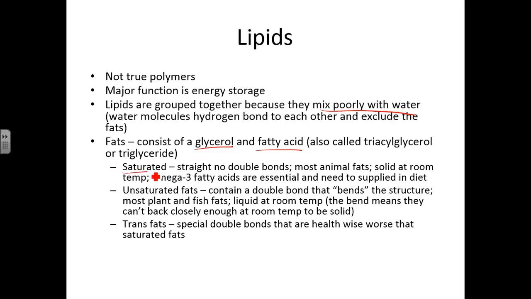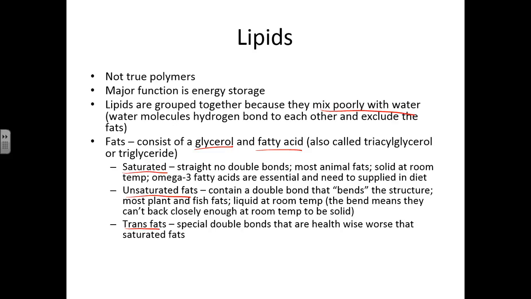There's some different types of fats here. You may have heard of these in maybe a nutrition class or health class. Saturated fats are straight. They have no double bonds. Most of these are animal fats. They are solid at room temperature. Think about when you fry up some bacon and you let it sit. That bacon grease solidifies.